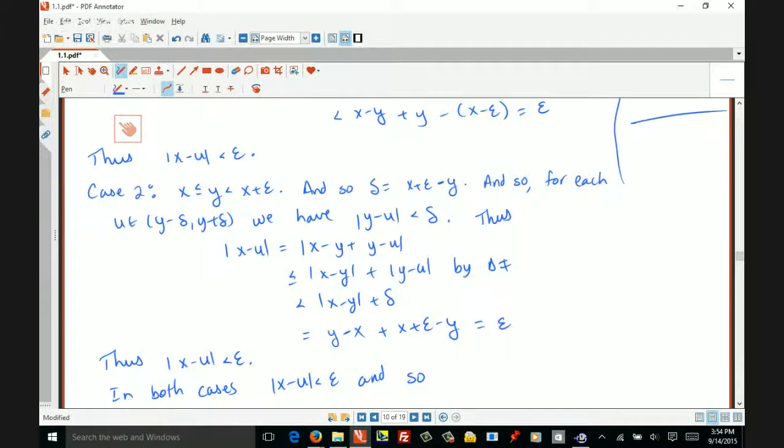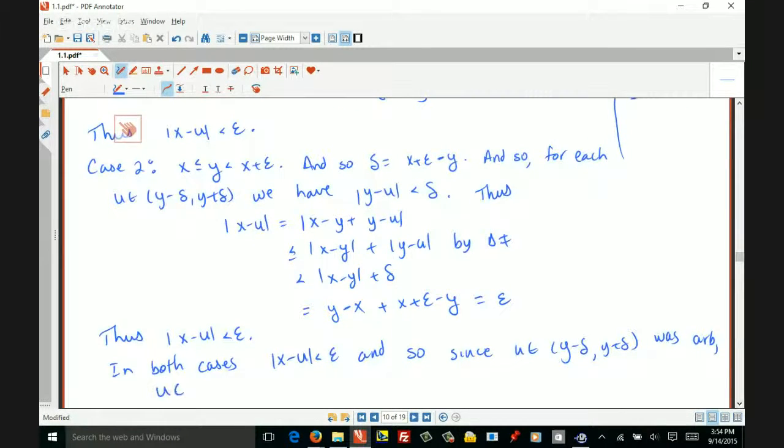And so, remember what we're trying to show? Since u in y minus delta to y plus delta was arbitrary, I know that u is in x minus epsilon to x plus epsilon, so we have y minus delta to y plus delta as a subset of x minus epsilon to x plus epsilon.